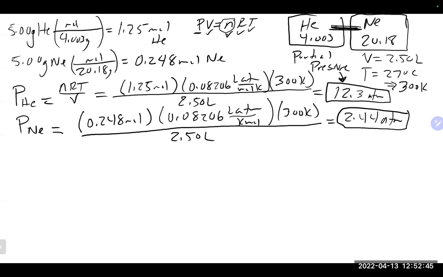How would I find the total pressure? Yeah, the total pressure is found by simply adding those two together. So the total pressure would be 12.3 plus 2.44, and that gets us 14.7 atmospheres.